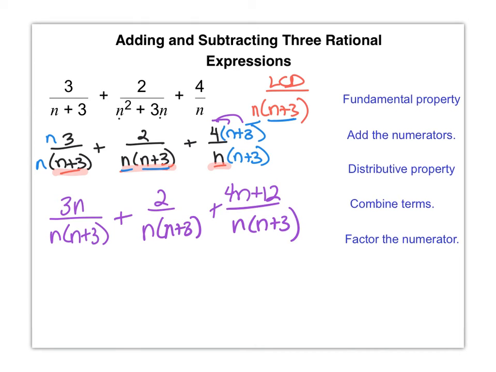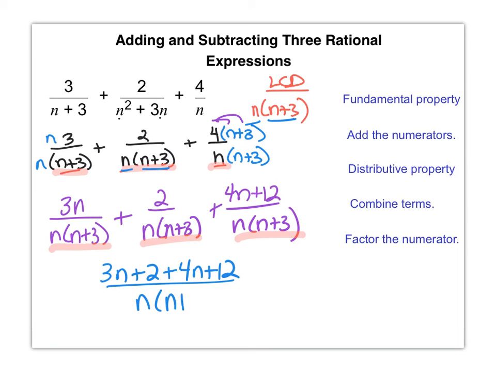Now that all of those denominators are the same, we have that LCD, then we can add those numerators together. So the numerator is going to be 3n plus 2 plus 4n plus 12. The denominator is n times n plus 3. We can go further here and combine like terms. The 3n and the 4n are like terms, and the plus 2 and the plus 12 are like terms. When we combine those, 3n plus 4n is 7n, and 2 plus 12 is 14.